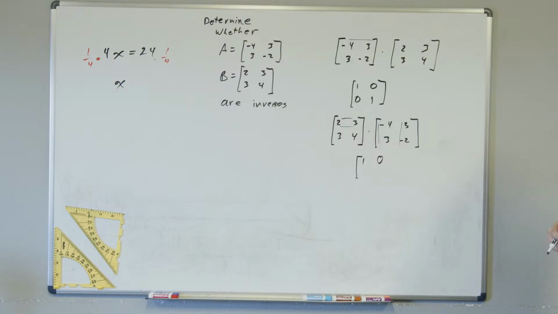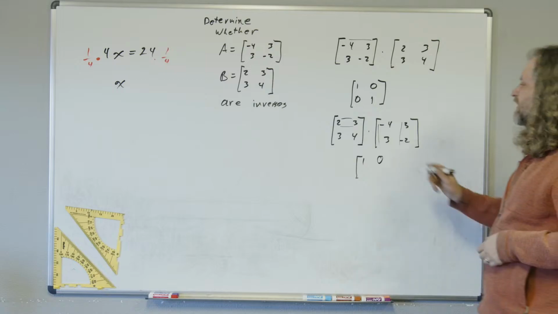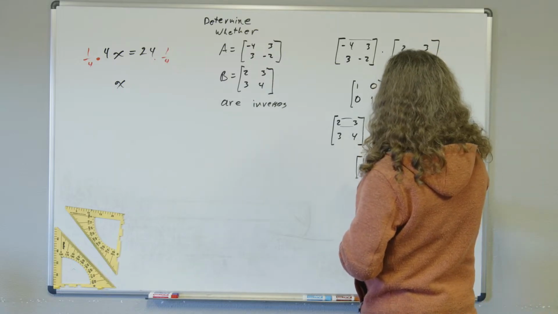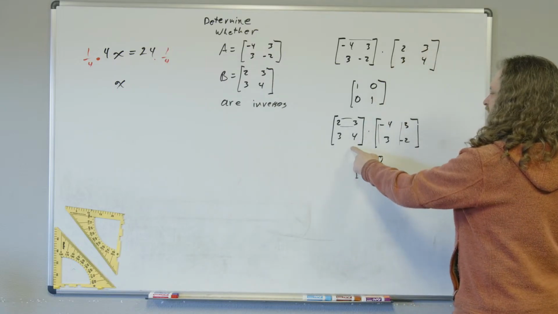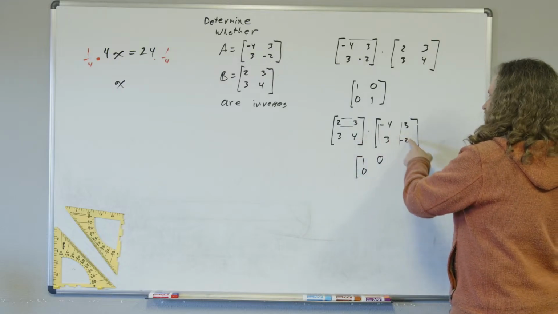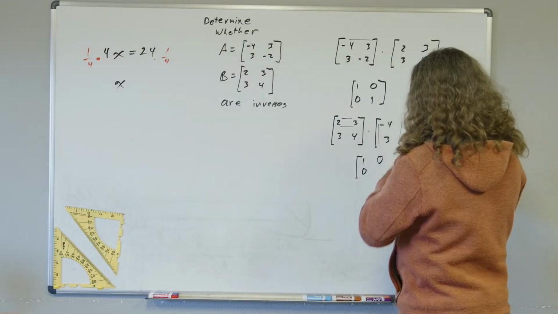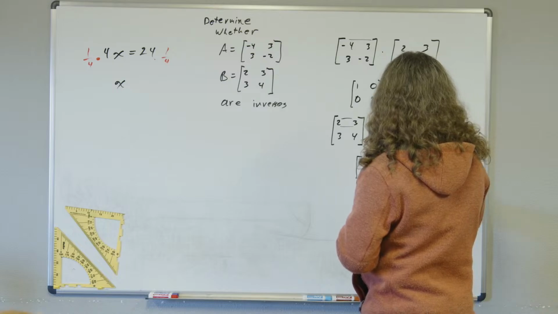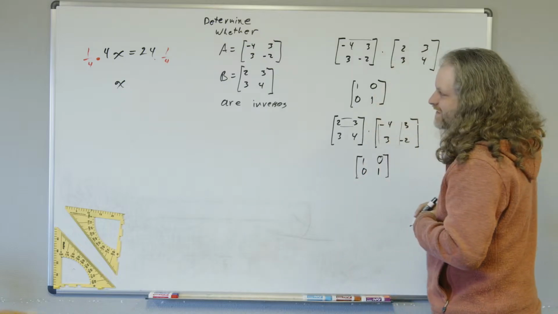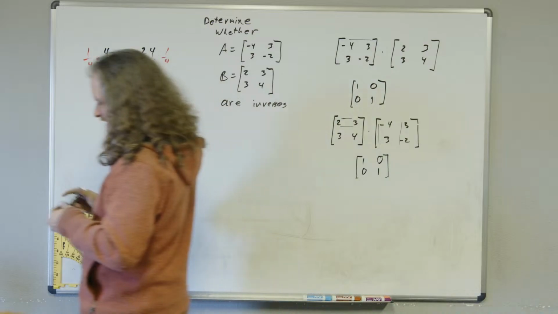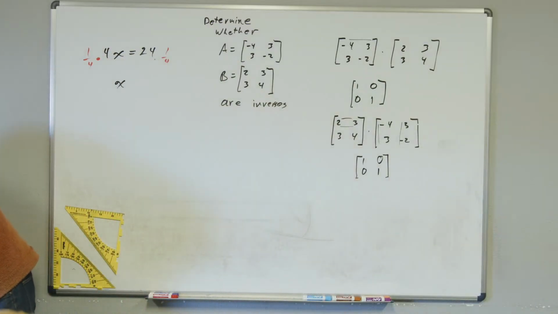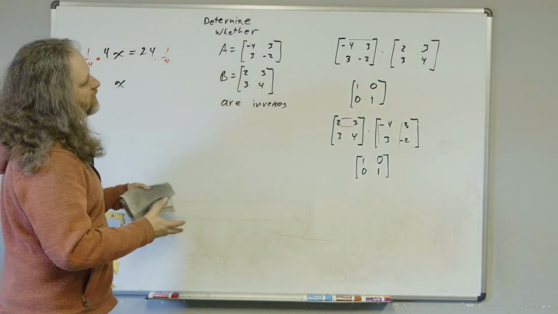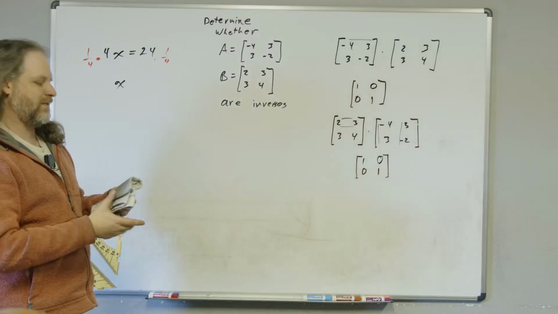3 times -4 is -12, plus 12 is 0. 3 times 3 is 9, plus -8, I'm going to assume, is 1. They are inverses. That's great. So that's how to tell if two matrices are inverses. This is the work that you would show if you were determining whether they are inverses.